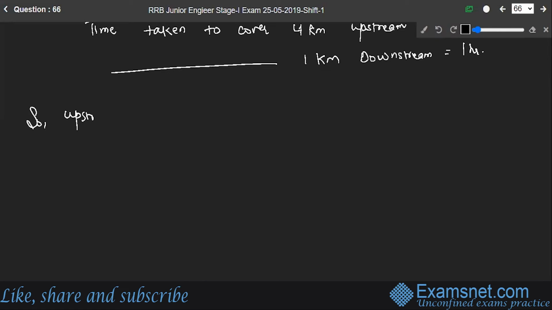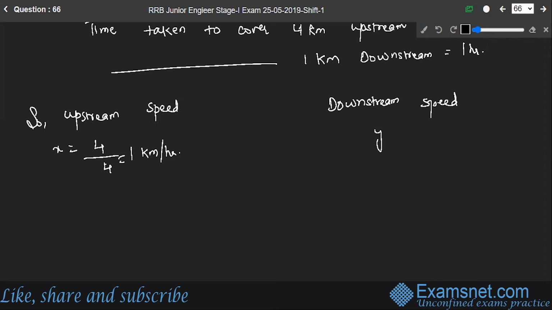So your upstream speed, I suppose that to be x, that is equal to distance upon time, right? Distance was 4 and the time for the upstream is also 4. So that means it is 1 kilometer per hour. Also, downstream speed, I took that as y. So distance was 4 and the time taken was 1. So this is equal to 4 kilometer per hour. Okay. So this is the upstream speed and this is the downstream speed.